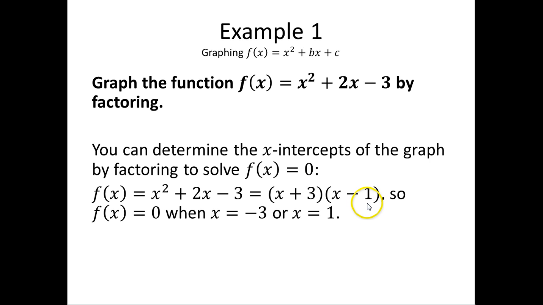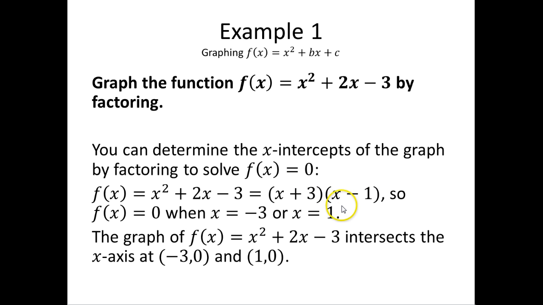For the exact same reason, we see that x equals 1 makes this factor equal to 0, which makes the entire expression equal to 0. So what this tells us is the graph of f of x intersects the x-axis when x equals -3 and x equals +1. And of course the output values of my function at those points is 0.